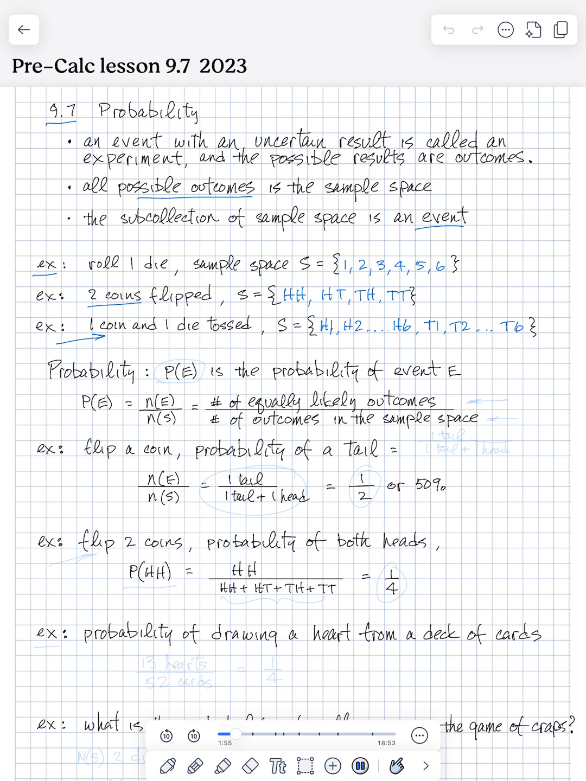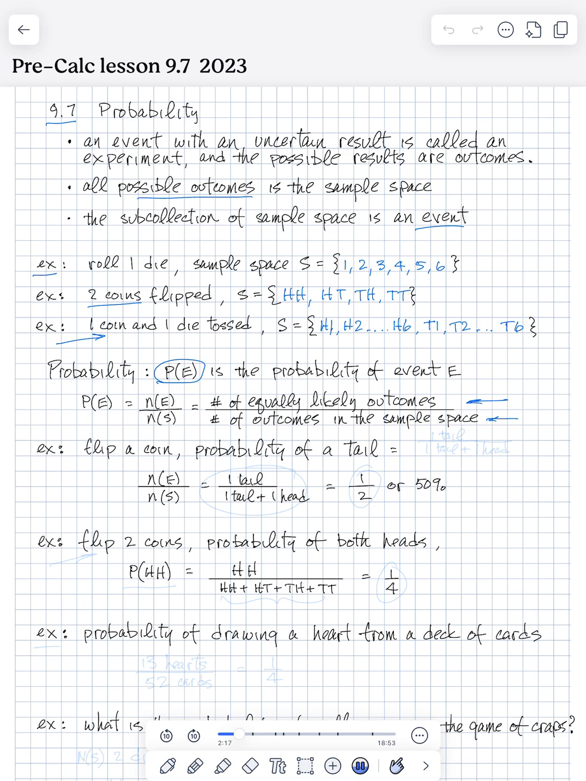So when we talk about probability, we say the probability of an event is P of E, and it's defined as the number of equally likely outcomes divided by the total number of outcomes in the sample space.